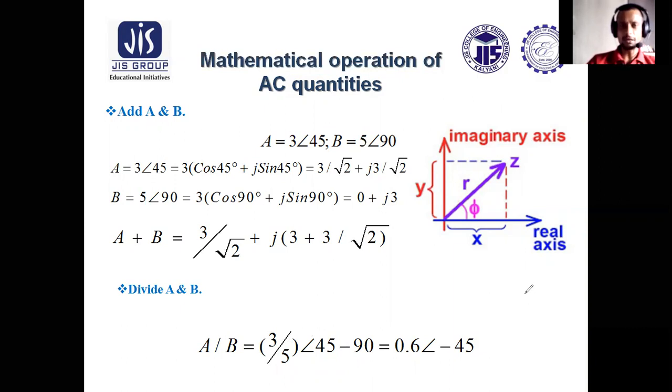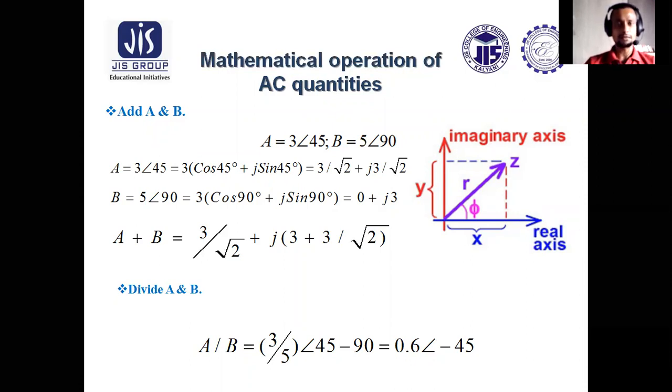So what is the concluding remark here? AC quantities have magnitude as well as phase angle. Due to having phase angle, calculation becomes a bit complex. AC quantities could be represented in polar form or rectangular form. Polar form is represented by magnitude and phase angle. Rectangular form is represented by a plus jb form, real part and imaginary part.